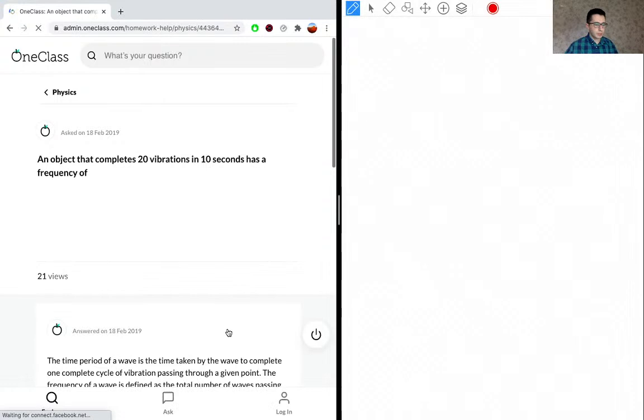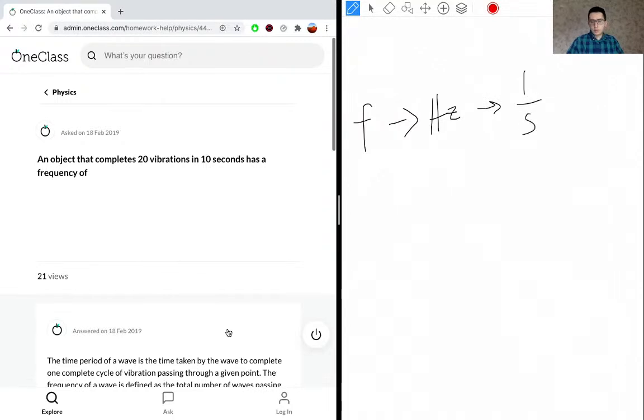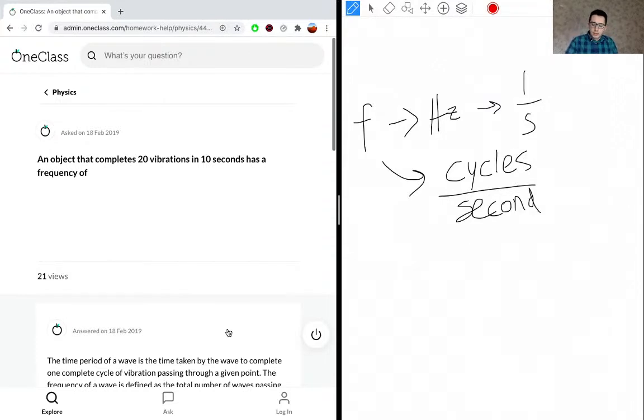Okay, so the next question we're answering is as follows. An object that completes 20 vibrations in 10 seconds has a frequency of blank. So let's define what frequency is. Frequency is measured in hertz. Hertz is just 1 over a second. So frequency is actually the number of cycles per second. So that's why the unit is 1 over s, which is hertz.